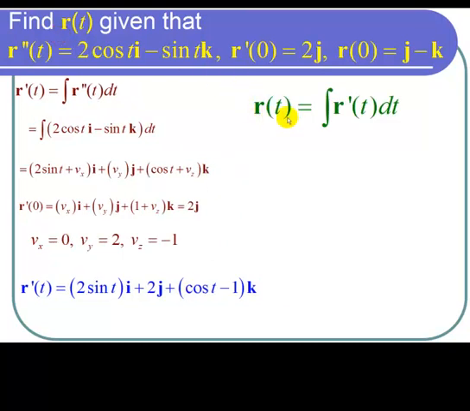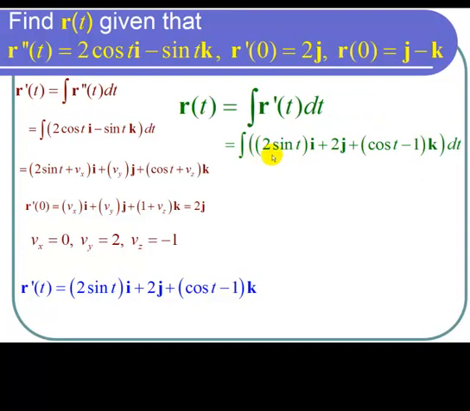And I get that r of t is equal to the integral of r prime of t dt, and I plug in, so I get the integral of the 2 sine of t i plus 2j plus cosine of t minus 1 k dt. So now I integrate that.